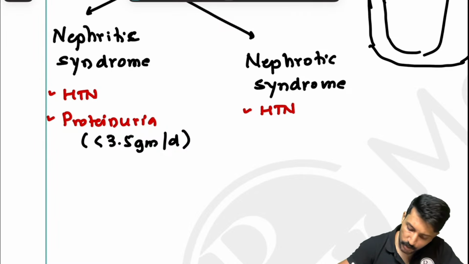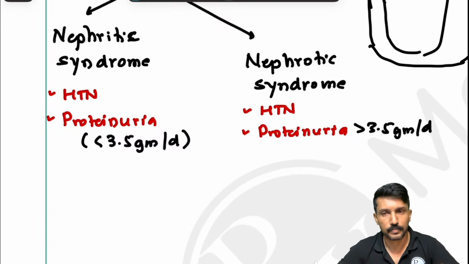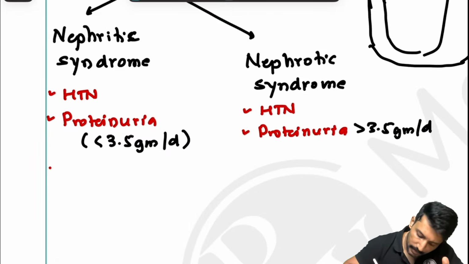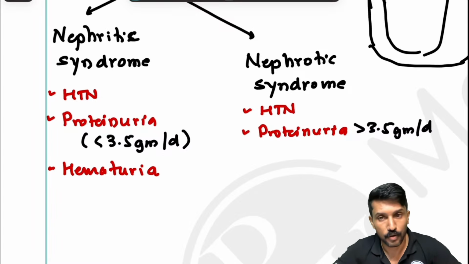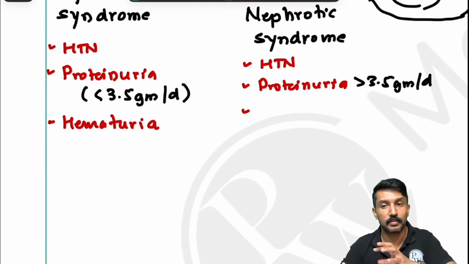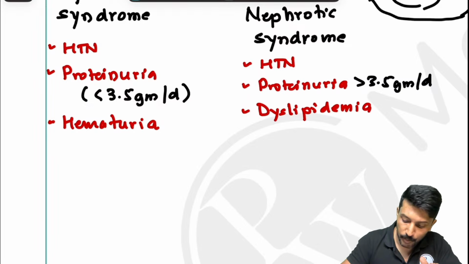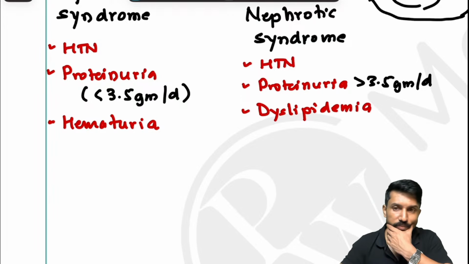But here we will have proteinuria, which is the nephrotic range, means high amount of proteinuria. So proteinuria is going to be more than 3.5 grams per day. Then third, in nephritic syndrome, we often have hematuria, which is not usually encountered in nephrotic syndrome, right? In nephrotic syndrome, instead of hematuria, I will have other systemic manifestations. We will have dyslipidemia, right? We can have increased LDL-C and triglycerides. We can have dyslipidemia.